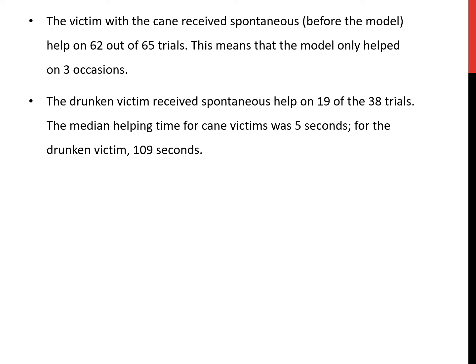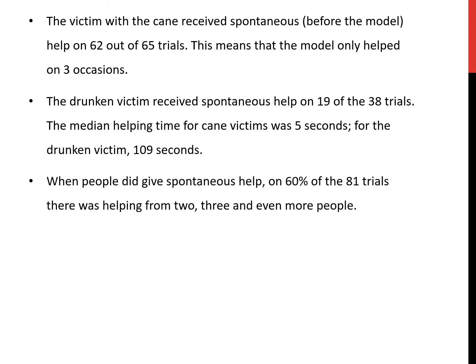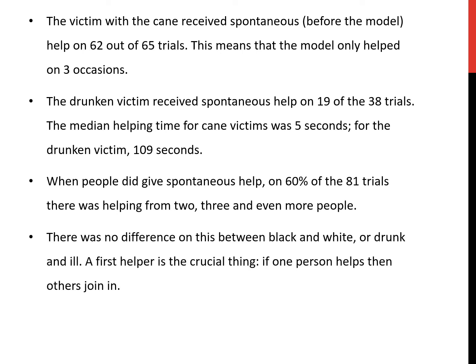And the median helping time for the cane victim, the average time was 5 seconds. But for the drunk victim, it took a while to help, around 109 seconds. When people did give spontaneous help, in 60% of the 81 trials, there was help from 2, 3, or even more people. So it's not just one person who helps. In 60% of the trials, more than 2 people actually helped. Okay? There's no difference in terms of race, black or white, or drunk or ill. But the first helper is the crucial thing. This is what they noted, that once someone has helped, if one person helps, then the others automatically join in. Okay? So the first helper is very important.